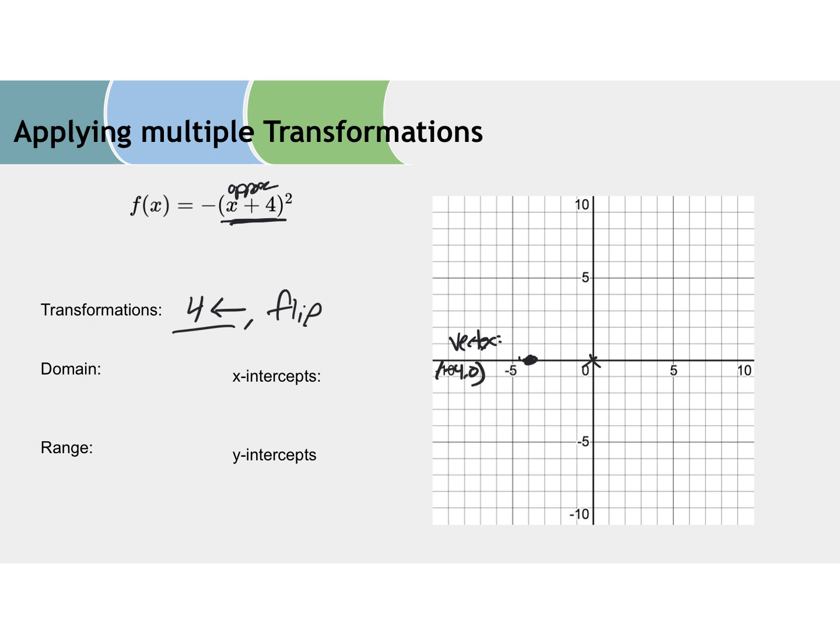Since the graph has been flipped, I'm going to go and get 2 more points. In general, you can use this number in front as your slope. So I'm going to go down 1, over 1 in each direction. I call those my anchor points. And this will be my U-shaped graph going down. And that's really all I need to put for this graph.